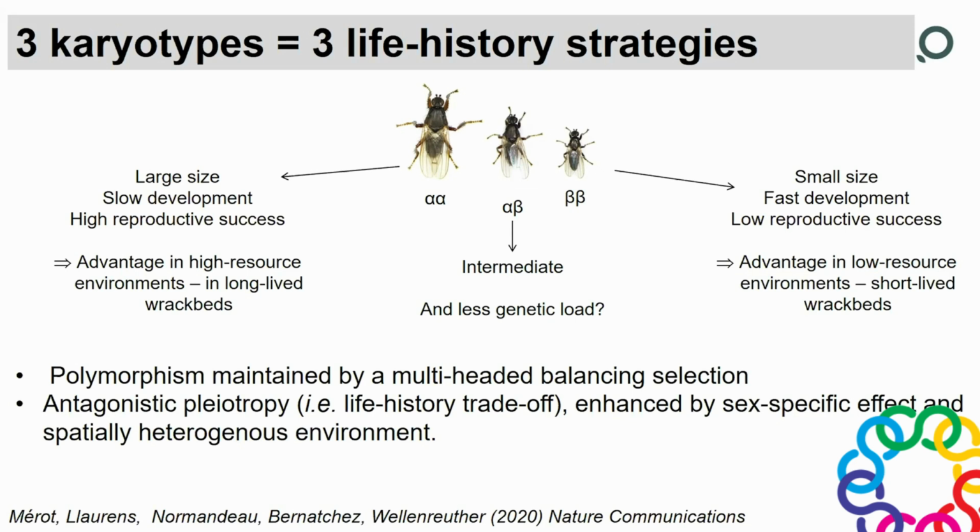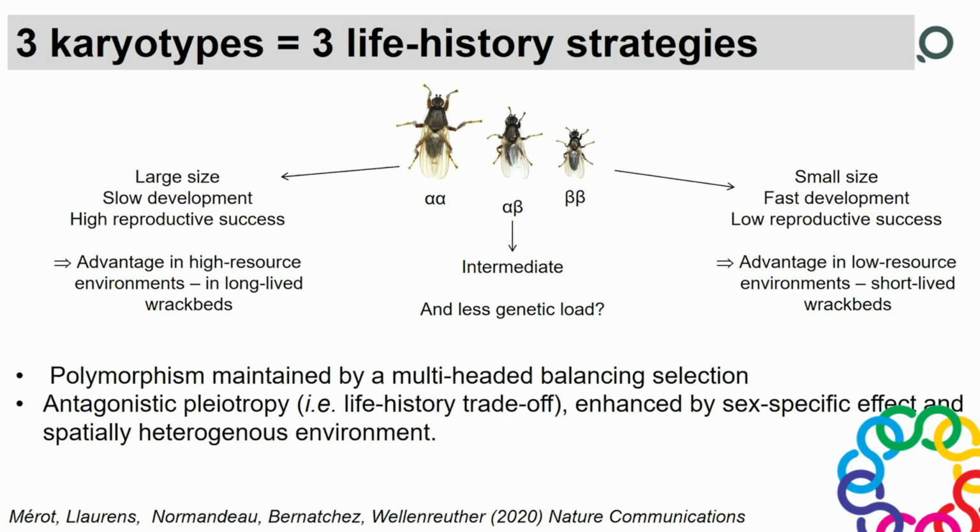We can also look at the beta-beta males, so the ones that are carrying the beta inversion. Here we have a very small size. They are very fast at developing, and they have low reproductive success. But when we look at these different types, we actually find that the large ones have a real advantage in these high resource environments, these really long-lived wrack beds, these thick wrack beds. They're deep, they're warm, there's heaps of substrate, there is no risk of being washed away.